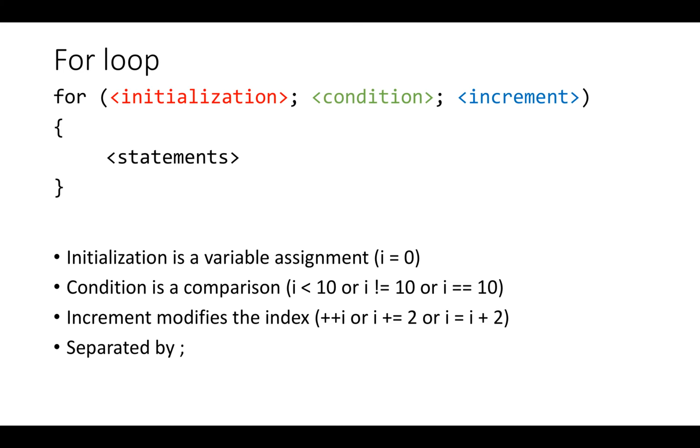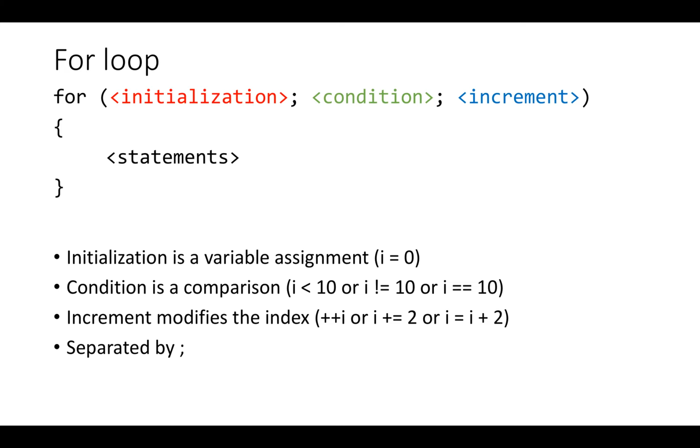The initialization is a variable assignment. We can use whatever variable we want, but it has to be declared above the for loop before we use it. We could say i equals 0, or a equals 0. Typically with for loops, we use the letter i for index. We would start at 0 and continue from 0 to n, which would be our condition. The condition is a comparison: i less than 10, which would be our n, or i not equal to 10, or i equal to 10. The for loop continues until that condition is false.